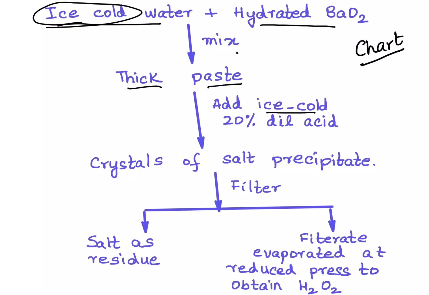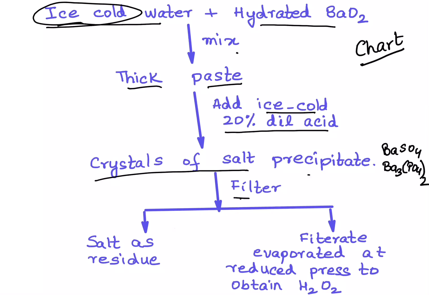Now again add ice cold 20% dilute acid: sulfuric acid, phosphoric acid, carbonic acid. So instead of carbonic acid, you'll pass a stream of carbon dioxide gas. The crystals of the salt will precipitate out. Now that salt can be barium sulfate, barium phosphate, or barium carbonate, depending upon what acid you are using. Of course, in order to remove the salt, you will filter it. Salt will be obtained as residue on the filter paper.